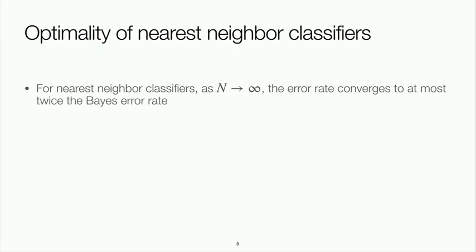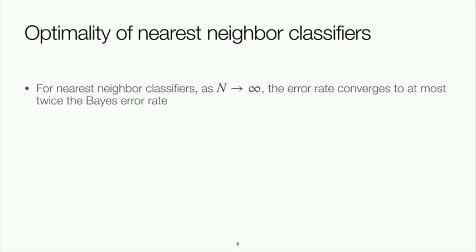For a nearest neighbor classifier, as your n goes to infinity, as you essentially have all the training data that you could imagine, the error rate for a new test point converges to at most twice the error rate of this Bayes optimal classifier. So you'll essentially be no more than twice as bad as your Bayes optimal classifier, which is actually pretty good a lot of the times.